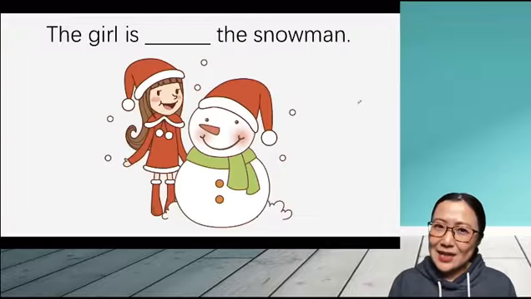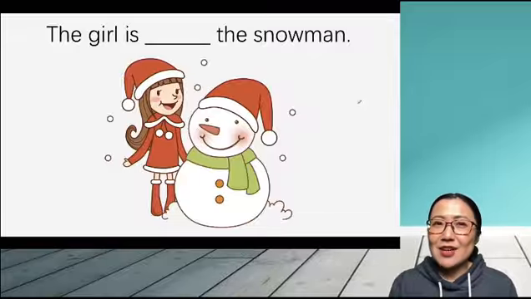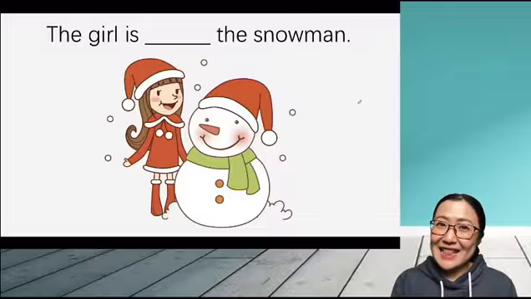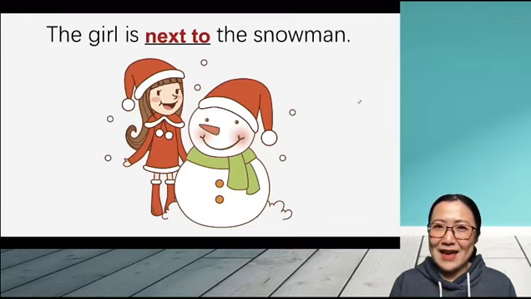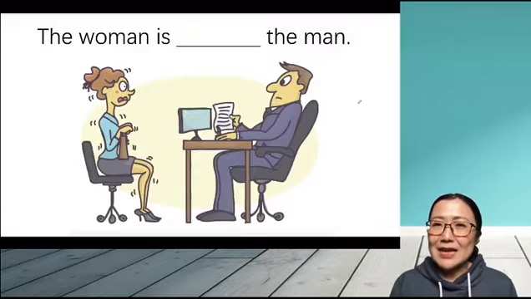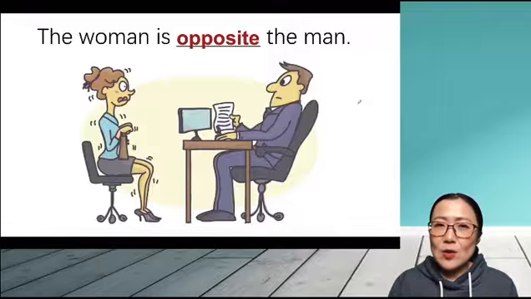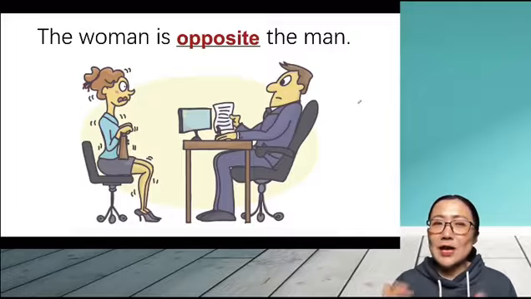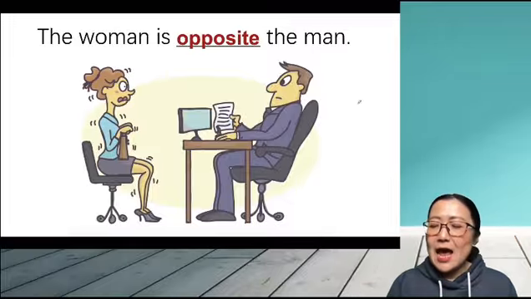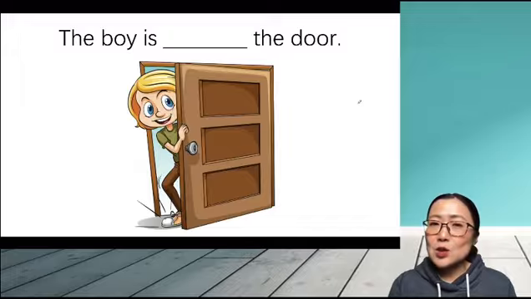Now, let's take a look at the picture and we can use the correct positions. The girl is what, the snowman? Now, you can say that. Right, it's next to the snowman, right? Next to. And now, next picture. The woman is what, the man? Yes, because the woman is facing the man, right? So we can say is opposite the man. 那我们可以说这个女士是在这个男士的对面，对不对？因为他俩是面对面坐着的 right?